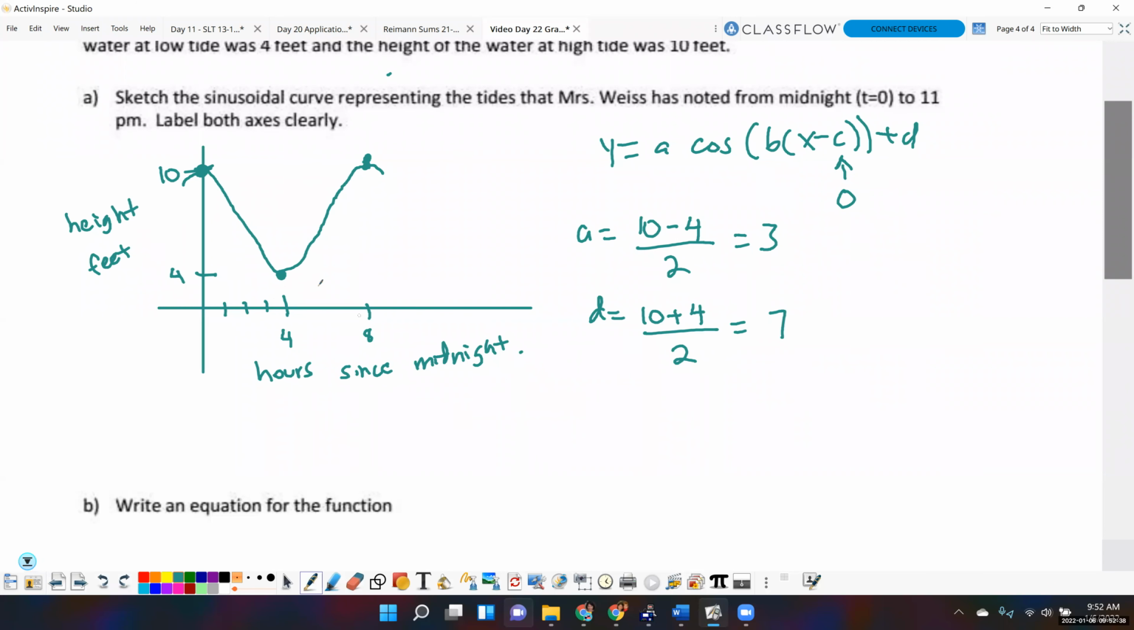Now, the period here I can see is 8 because it takes 4 hours to go from maximum to minimum. Must take another 4 hours to come back up to high tide. So if the period is 8, B is 2 pi over 8, which reduces to pi over 4. So this tells me my equation will be y equals 3 cosine pi over 4x plus 7.